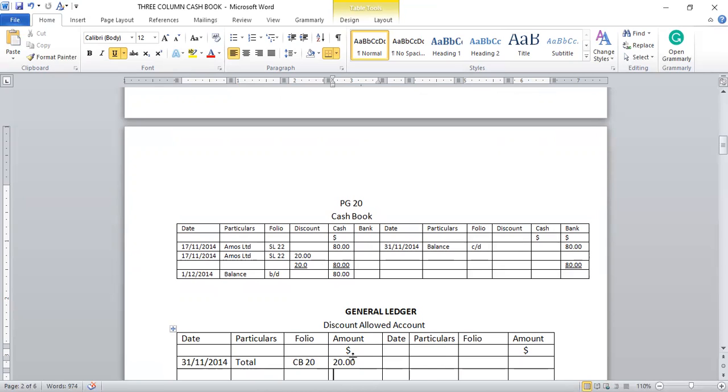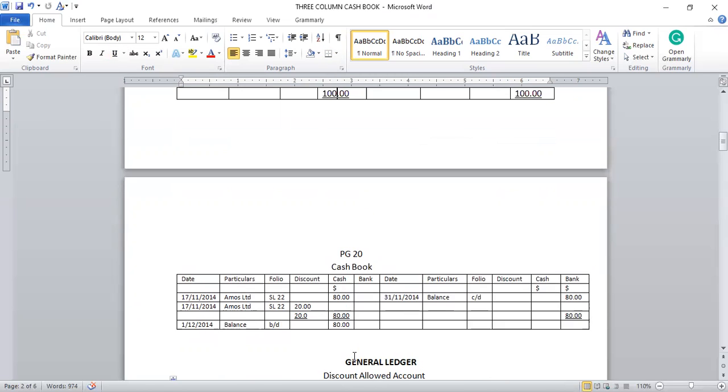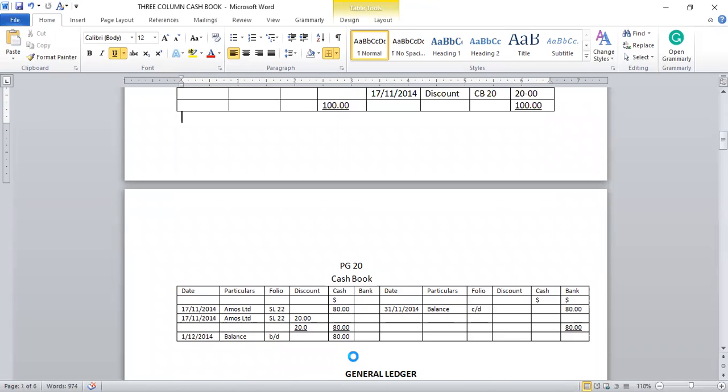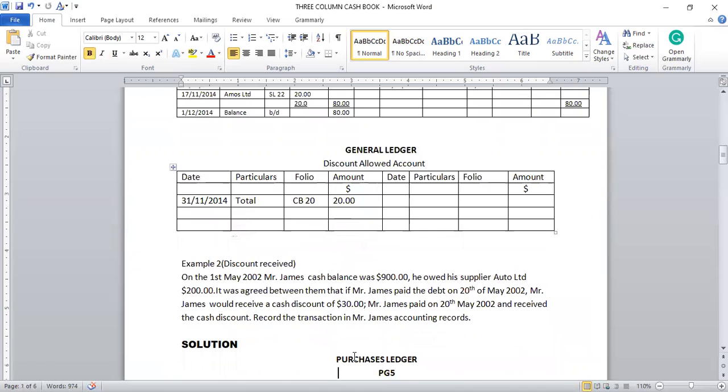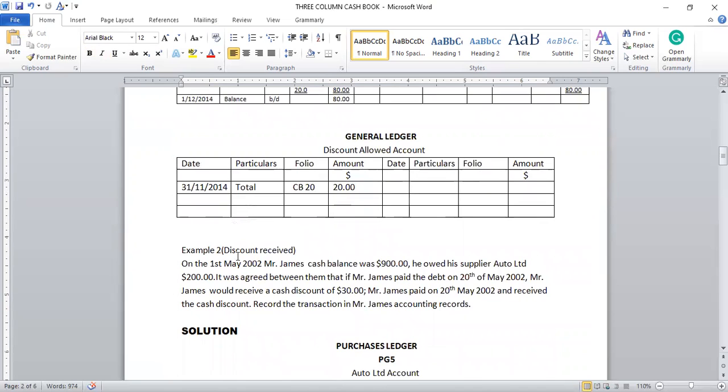So let us look at discount received. Example 2, discount received. On the 1st May 2020, Mr. James' cash balance was $900. He owed his supplier, Auto Limited, $200.